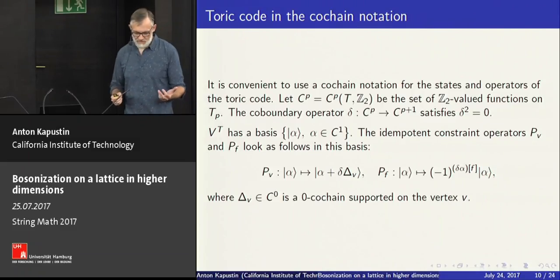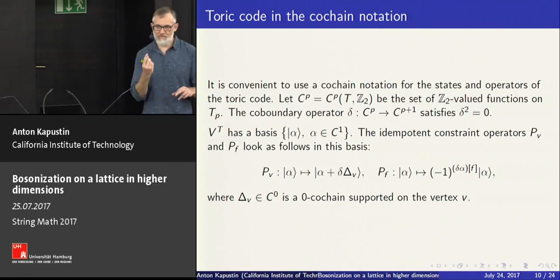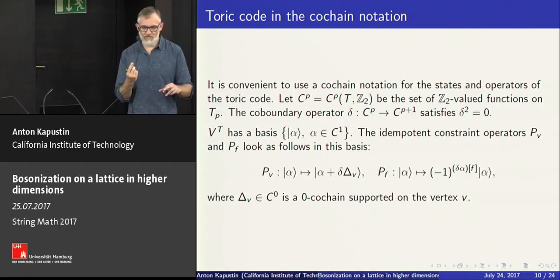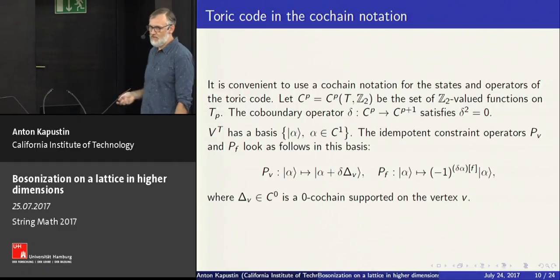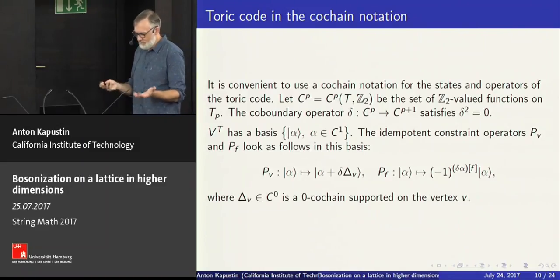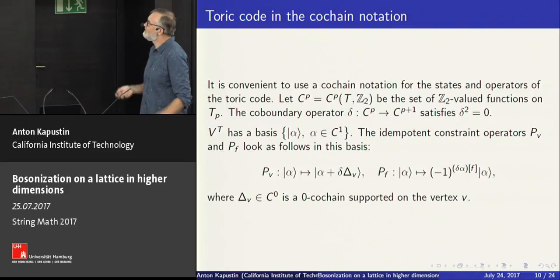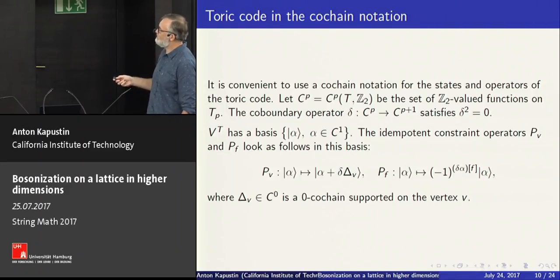If your one-cochain on some edge takes value zero, that means your spin is up there, and if it takes value one, then spin is down. So the natural basis labels eigenstates of Z_E for every edge, and I can think of it as a basis labeled by one-cochains.